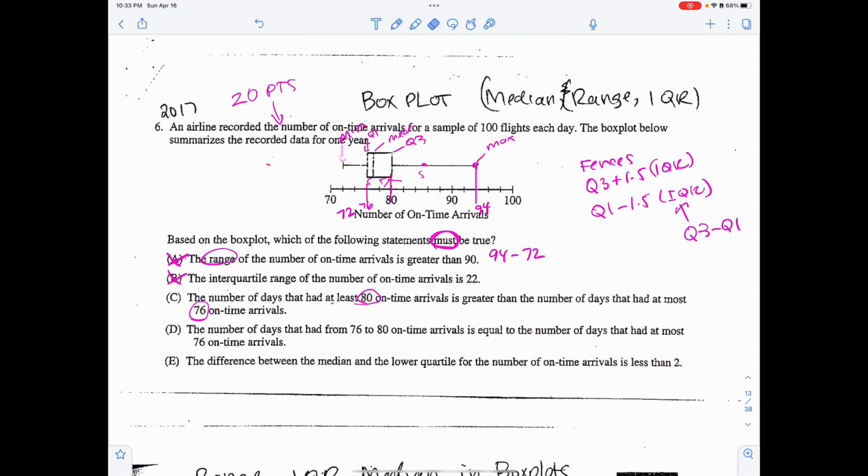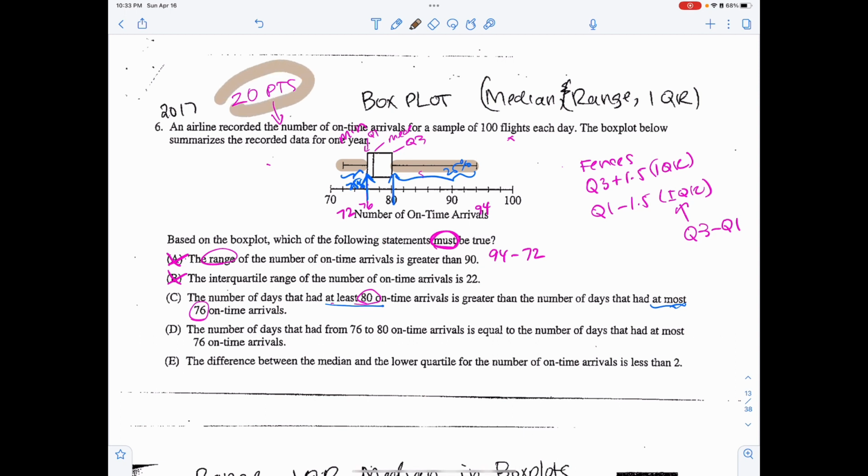We know that 75% of our data lies underneath 80. We know that 25% of our data is under here, but it says the number of days that had at least 80, so that means from here to here, so that's 25%. And then this says is greater than the number of days that had at most 76, which I guess I read wrong initially, but that's 25%. So this is 25% of the data, this is 25% of the data, so that's actually the same.